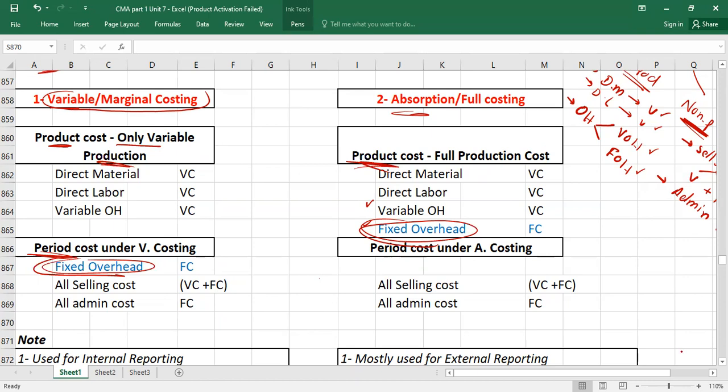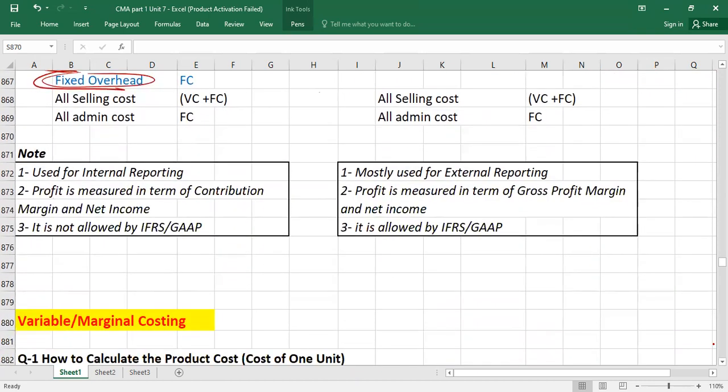Understood? So now here we have a few other points. These are also notes to solve theoretical questions as well. So this side is for variable costing, and this side is for absorption costing. First of all, variable costing we can use only for which reporting? Internal reporting purpose, like just for the management. Okay, second is what? In variable costing, we will see today, profit is measured in terms of contribution margin and what? Net income.